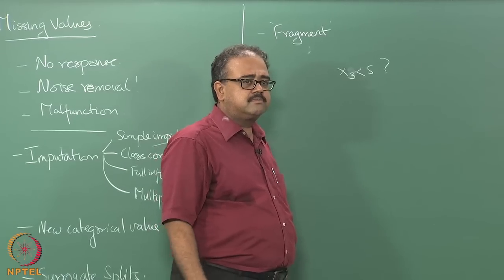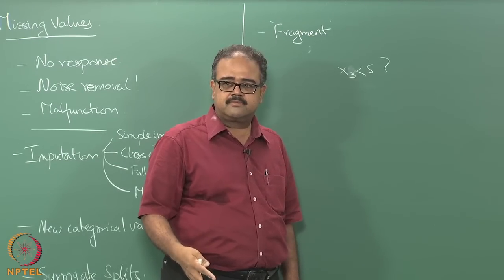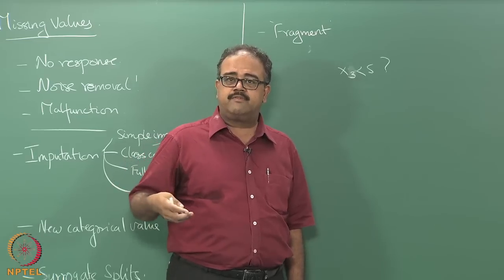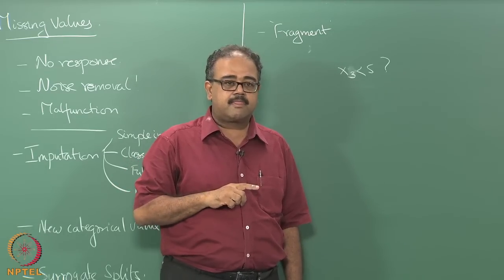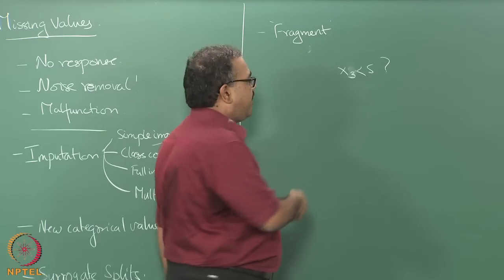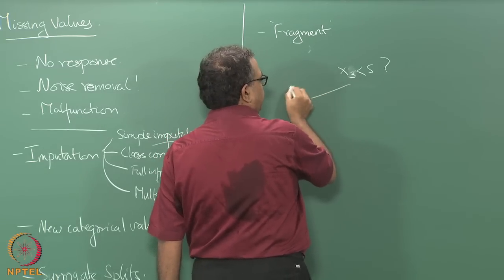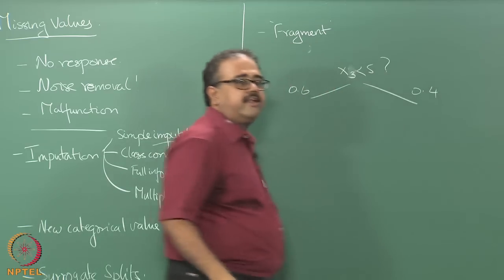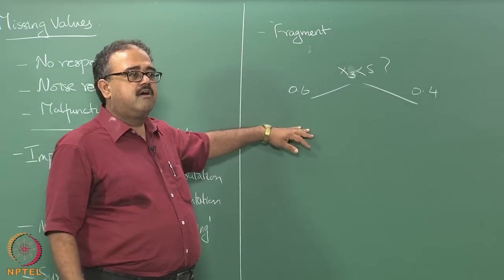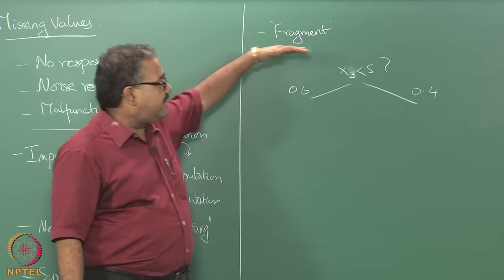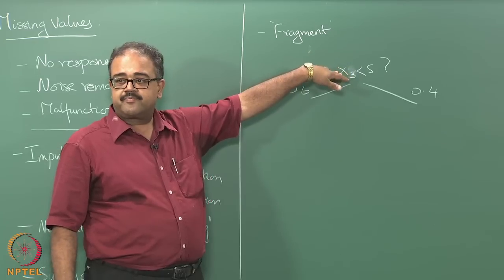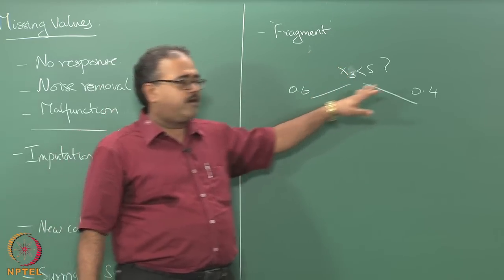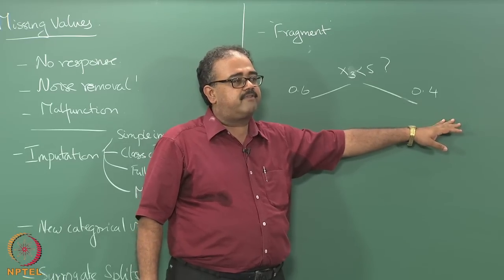What do I do if x3 is missing? What I do is I look at all the data points for which x3 was not missing, okay? I will see what fraction went down this way. Let us say 0.6 went here, 0.4 went here. So, what is 0.6? All the data points that did not have x3 missing, 60% of those were less than 0.5 and 40% of those had x3 greater than 0.5.